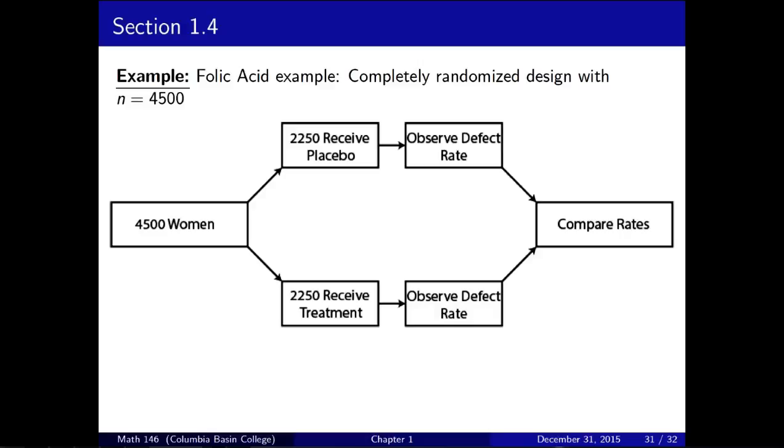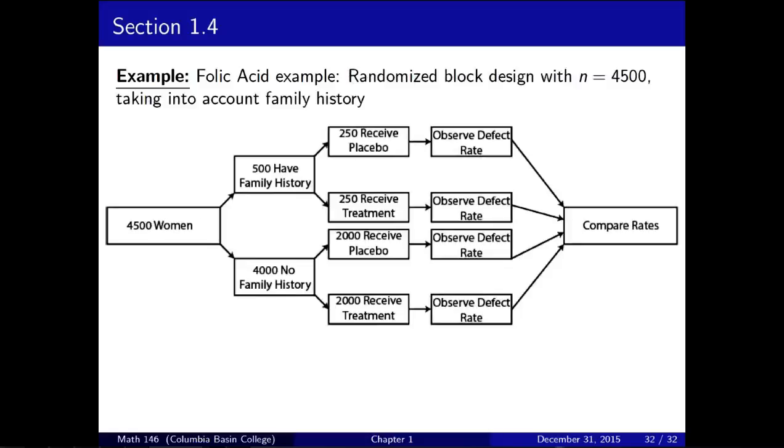But let's say you want to take into account a factor. So let's say the factor you want to consider is family history. Okay, so here again, you start with your 4,500 women, but maybe you have them fill out a survey before the experiment. And in that survey, you find that 500 women have a family history of genetic defects. So what you do is you split those 500 apart from the 4,000 with no family history to begin with. All right. Within the 500 that have family history, you randomly assign 250 to a placebo, 250 to a treatment, and you do the same thing in the no family history group, 2,000 to placebo, 2,000 to treatment. Then you can observe the defect rates here, here, here, and here, and you can compare.